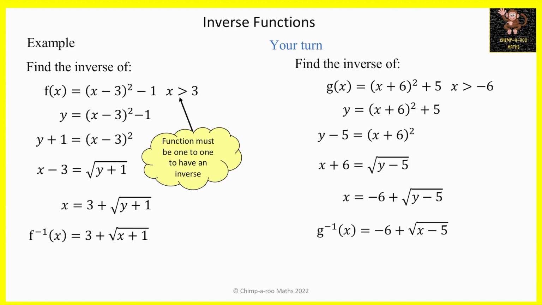And with this one here, the domain x has to be greater than or equal to 5 to go into the inverse. You can't square root a negative number. And the range of g is greater than or equal to 5, because x plus 6 all squared can be 0 or more, so therefore g of x can be 5 or more.